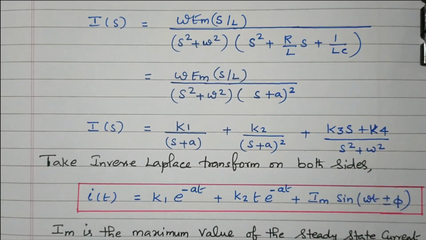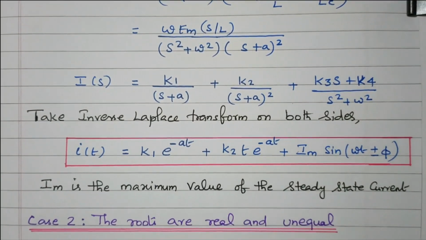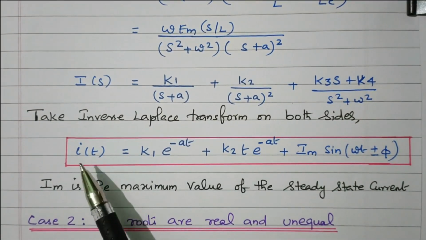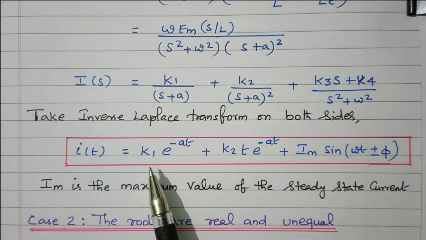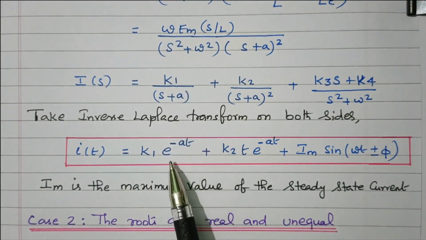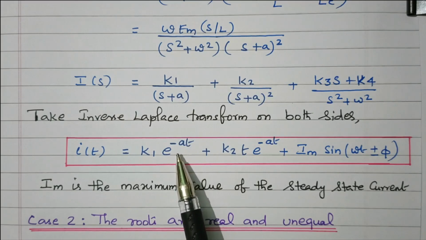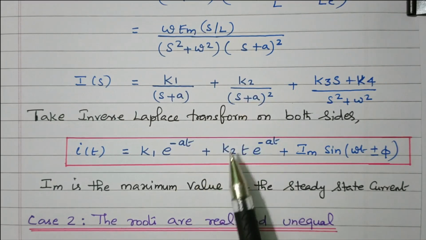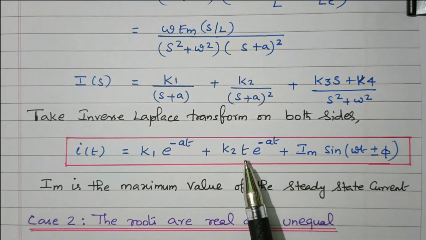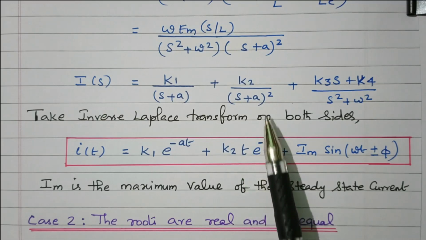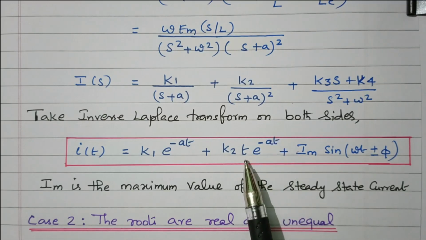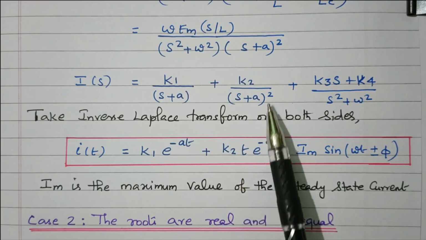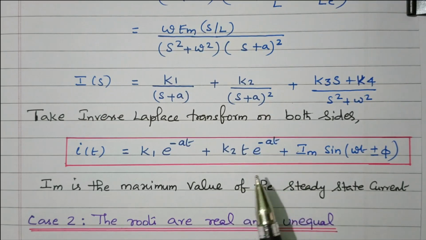Now we need to take the inverse Laplace on both sides in order to get i of t. While taking the inverse Laplace, k1 is a constant. 1 divided by (s plus a) is e power minus at. The formula is there. k2 is a constant, and 1 divided by (s plus a) the whole square means t into e power minus at. When the power increases, t also increases: cube means t square, 4 means t cube. Like that it will increase.